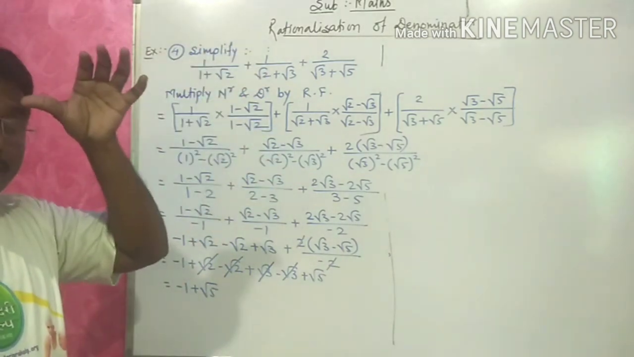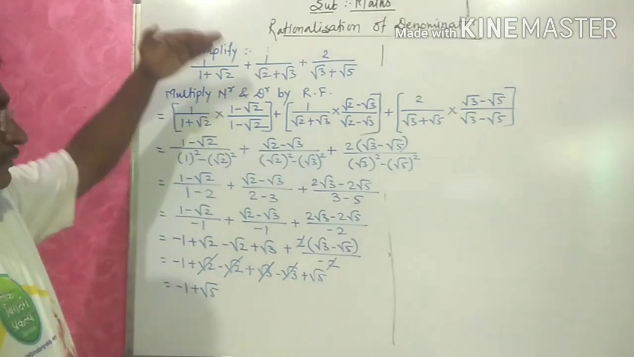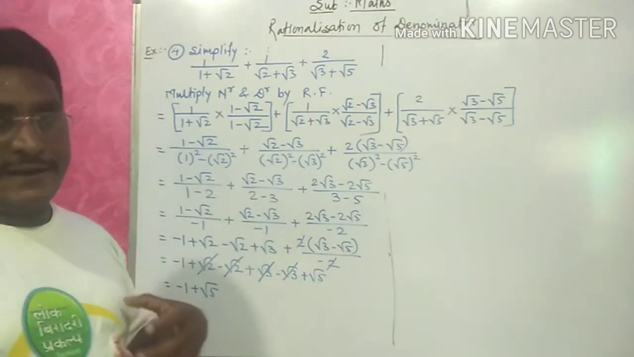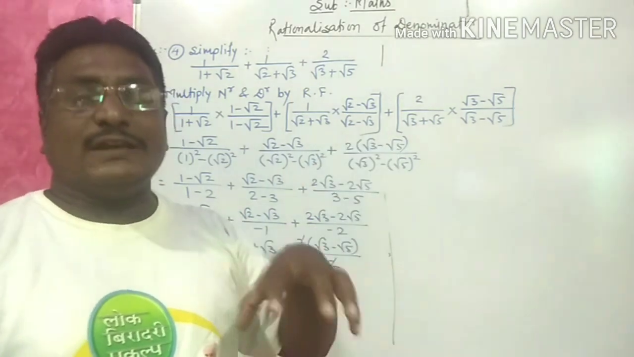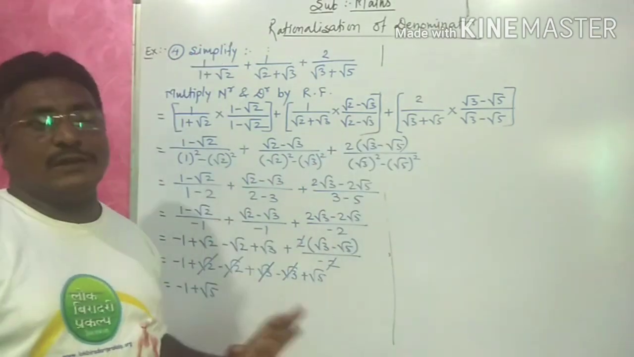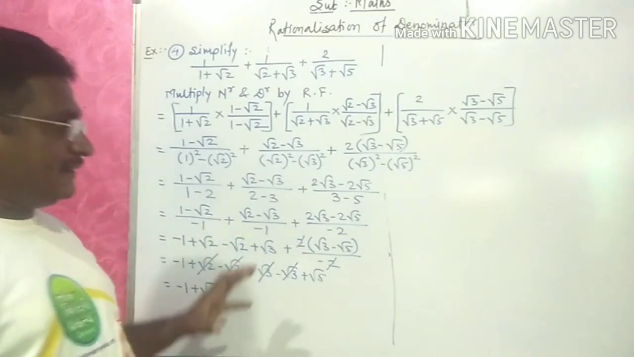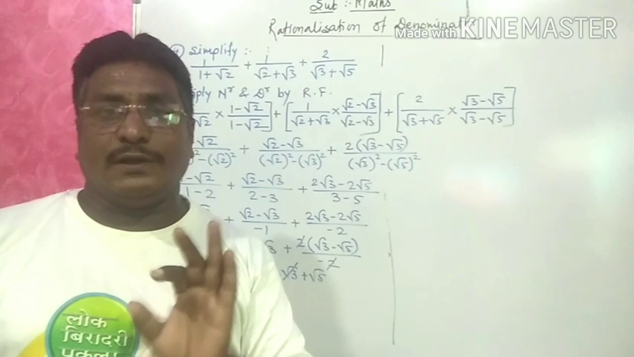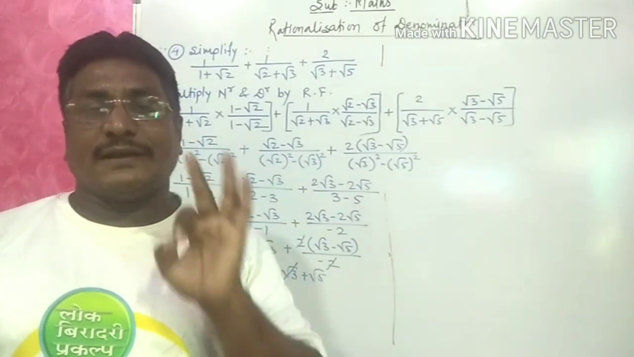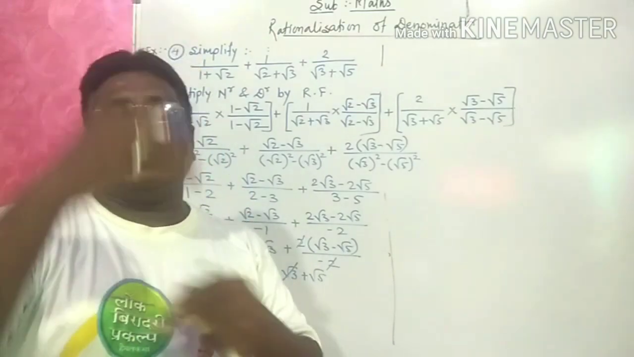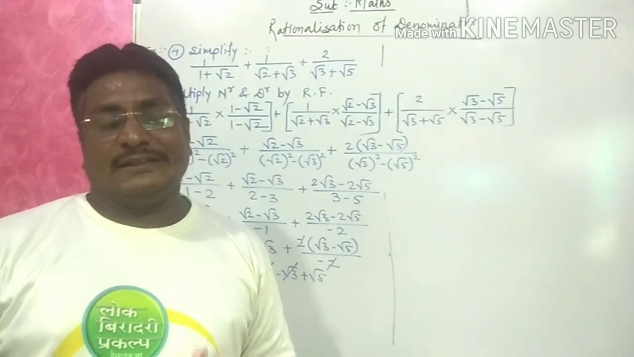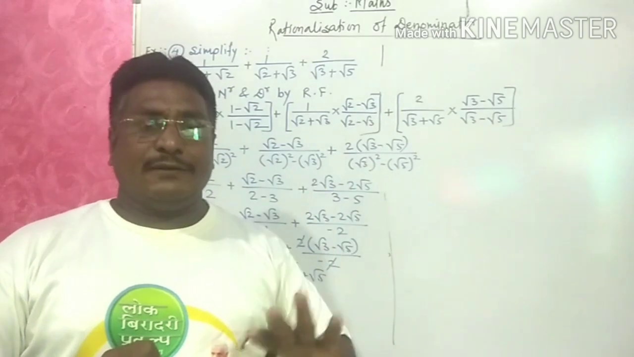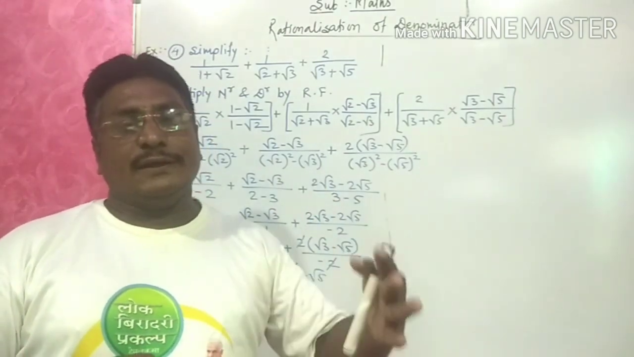Before starting the next example, first I will give some identities, different identities. By using those identities, how to use them? Identities being different means nothing is different. It is the same identity, a plus b whole square, the basic identity. Only the numerator and denominator will come in it. That is the only difference. Okay students, so we will see that identity and then solve the next.